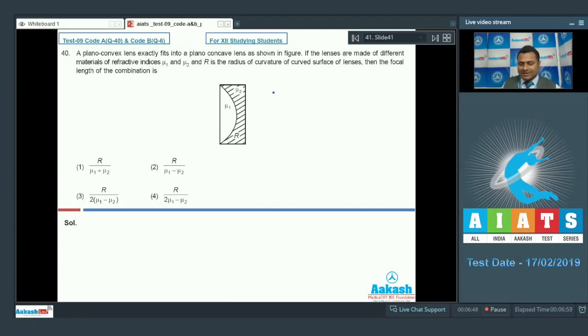If we have two lenses, then the focal length of the combination is given by 1/f equals 1 by the focal length of the first one plus 1 by the focal length of the second one. Now let us calculate their individual focal lengths. We know that the focal length of any lens is given by (mu minus 1) times (1/R1 minus 1/R2).